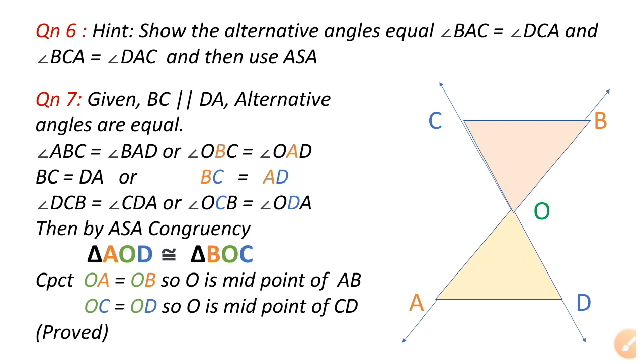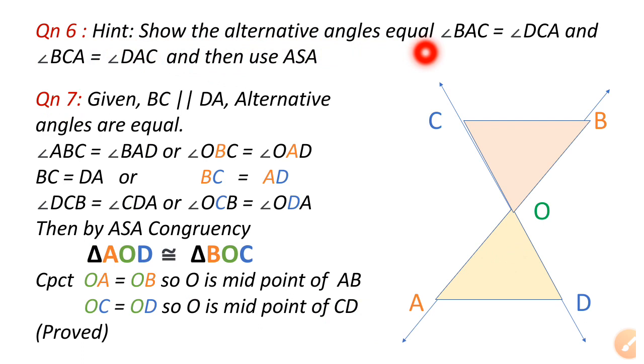Now see the next, question number 5, you can solve. It is the same as question number 4. So that's why the hint is given for question number 6. See first the hint. The hint says the alternate angles are equal, because in the question the parallel sides are given.